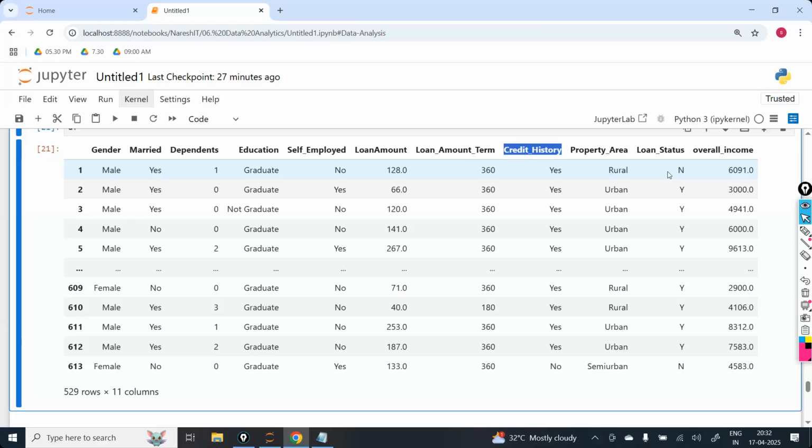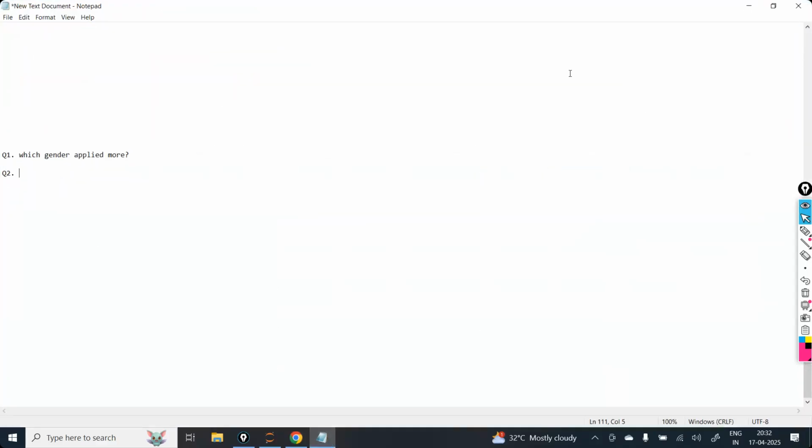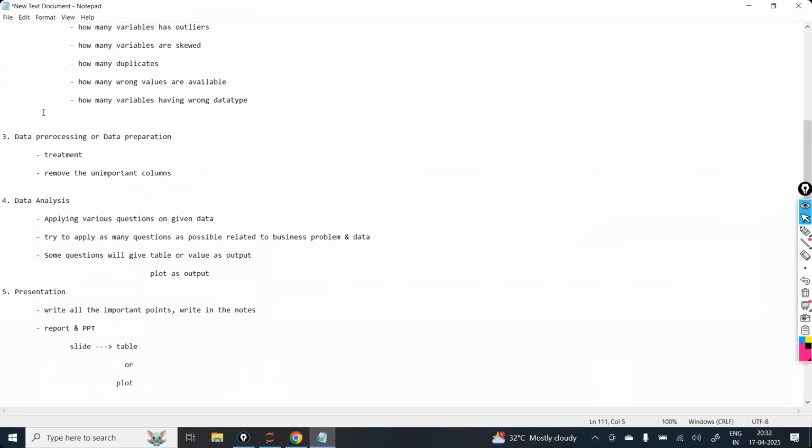Could you check once? Point number 4 within the data analytics steps, which I told you yesterday. Some questions will give a table or value as the output, and some will give a plot as the output. In step 4, I have told you. So when two discrete variables are applied without a continuous variable, we will not have any plot. In that case, we have to show the table only. Even in Power BI, we have to show the table only, and that table we call a matrix.